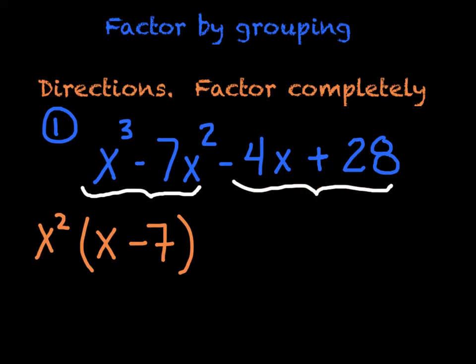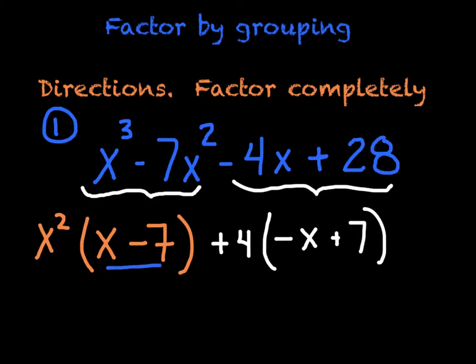Now, here's the trick, guys. You could either pull out a positive 4 or a negative 4. Let's say we pull out a positive 4. And you have to put a plus sign if you pull out a positive 4. If I pull out a positive 4, I'm left with a negative x and a plus 7. Now here's the deal, guys. These two terms, underline them right here and here, they have to be the same. Are those the exact same?